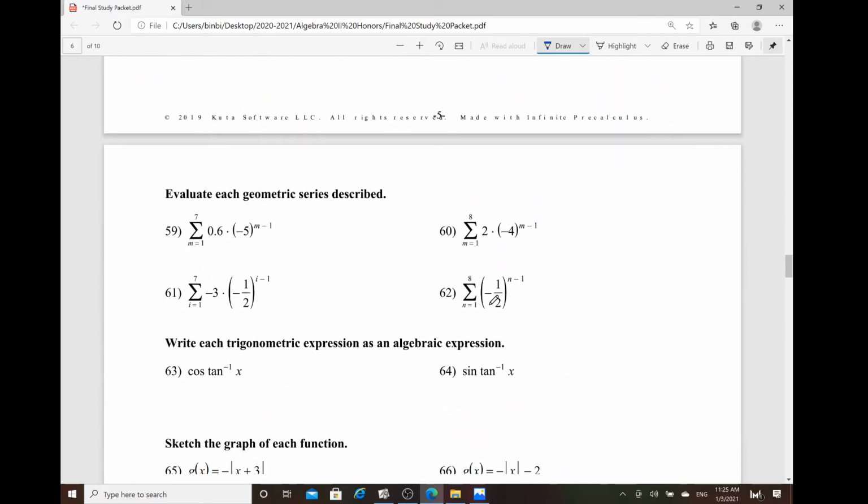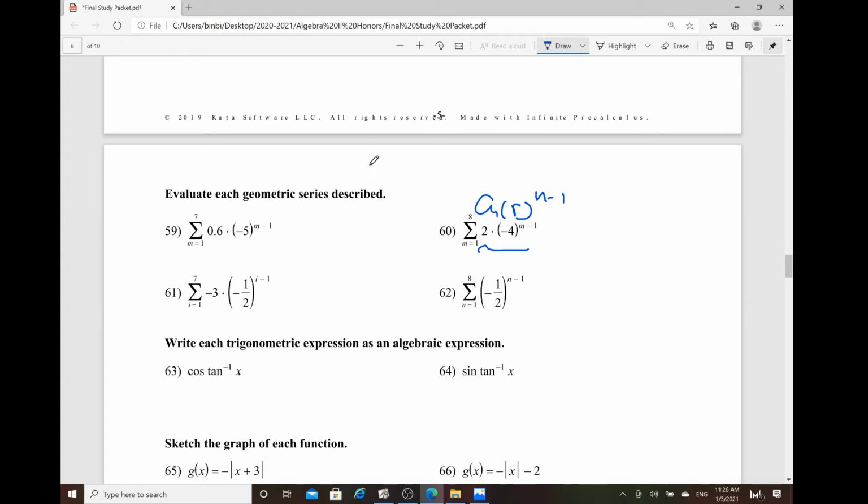Okay, so now let's see what else. Evaluate each geometric series described. So you need to find the sum of this geometric series. Again, the structure given here is a sub 1 times the common ratio to the power of n minus 1. And we need to sum up the first 8 terms, from a sub 1, a sub 2, a sub 3, and so on and so forth, all the way to a sub 8.